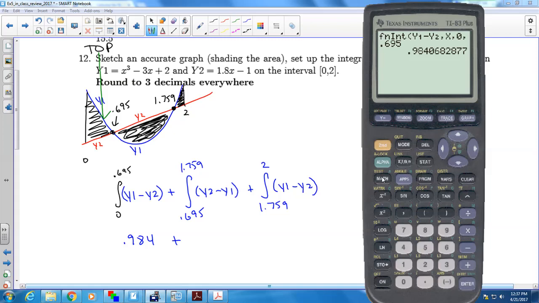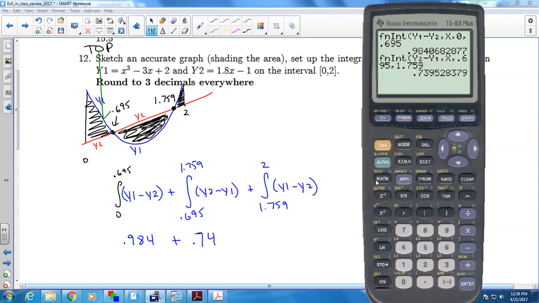And then for the next one, I'll do math 9, vars, y-vars, function y2, minus vars, y-vars, function y1, comma x, comma 0.695, comma to 1.759. And I get 0.74.